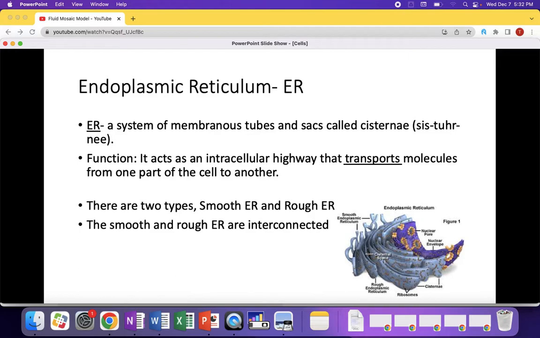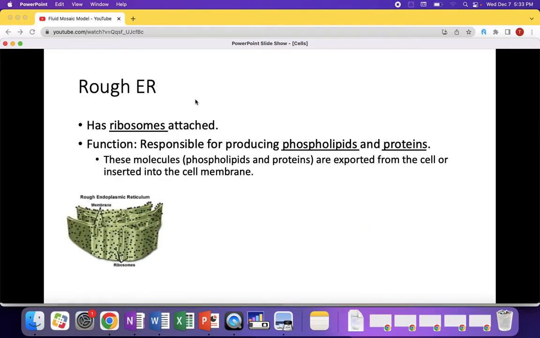There are two types. There's the smooth ER and the rough ER. You'll see the smooth over here. You'll see the rough over here. The difference is that the rough has ribosomes, the smooth does not. As far as the rough ER, I already mentioned there's ribosomes on them. You can see all the little polka dots.